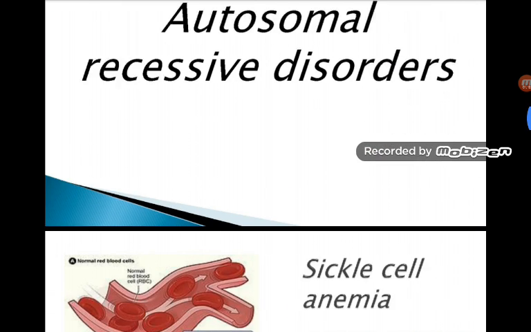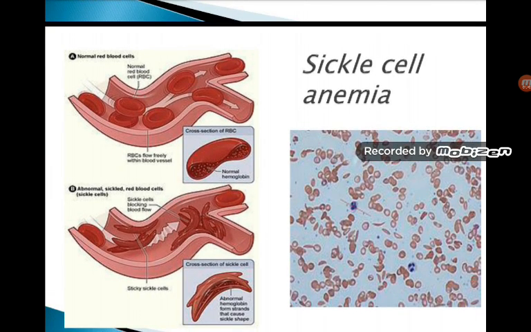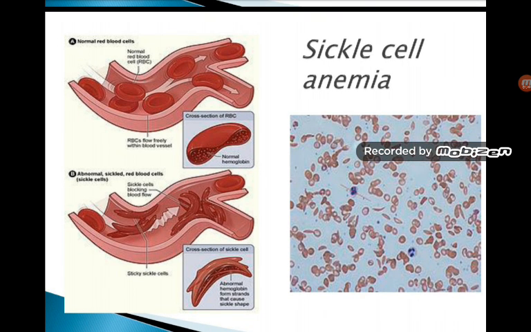Autosomal recessive disorders: sickle cell anemia. Normal red blood cells and abnormal sickle red blood cells are shown in the pictures. In part B, abnormal sickle red blood cells, sickle cells blocking blood flow. You can see it in that picture.